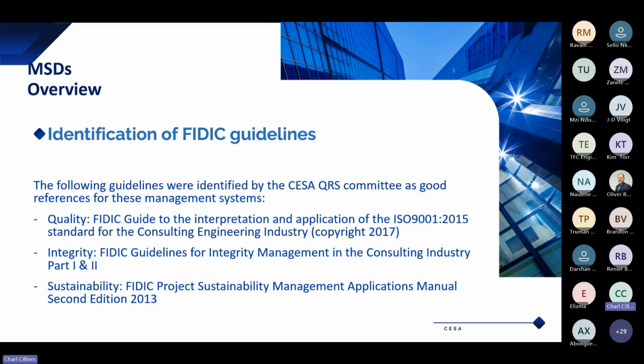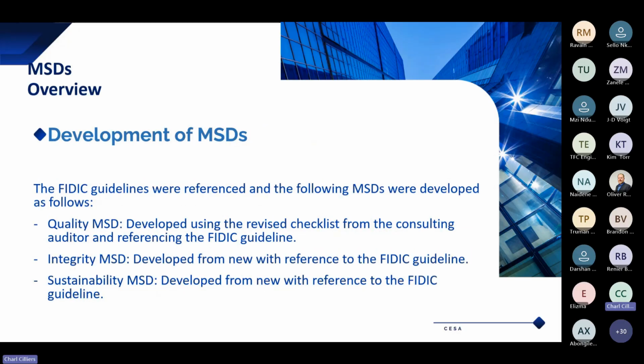And then we also noted that FIDIC had guidelines for integrity management. So we used that reference. And also a project sustainability management document, which we could then reference for sustainability. So that naturally led to the development of the management system declarations as we have it. And so we've relied quite heavily on the FIDIC guidelines, and that's really good, because then these documents become the reference manuals for filling out the MSD and trying to interpret and back up what CESA is looking for when the members are working through these MSDs.